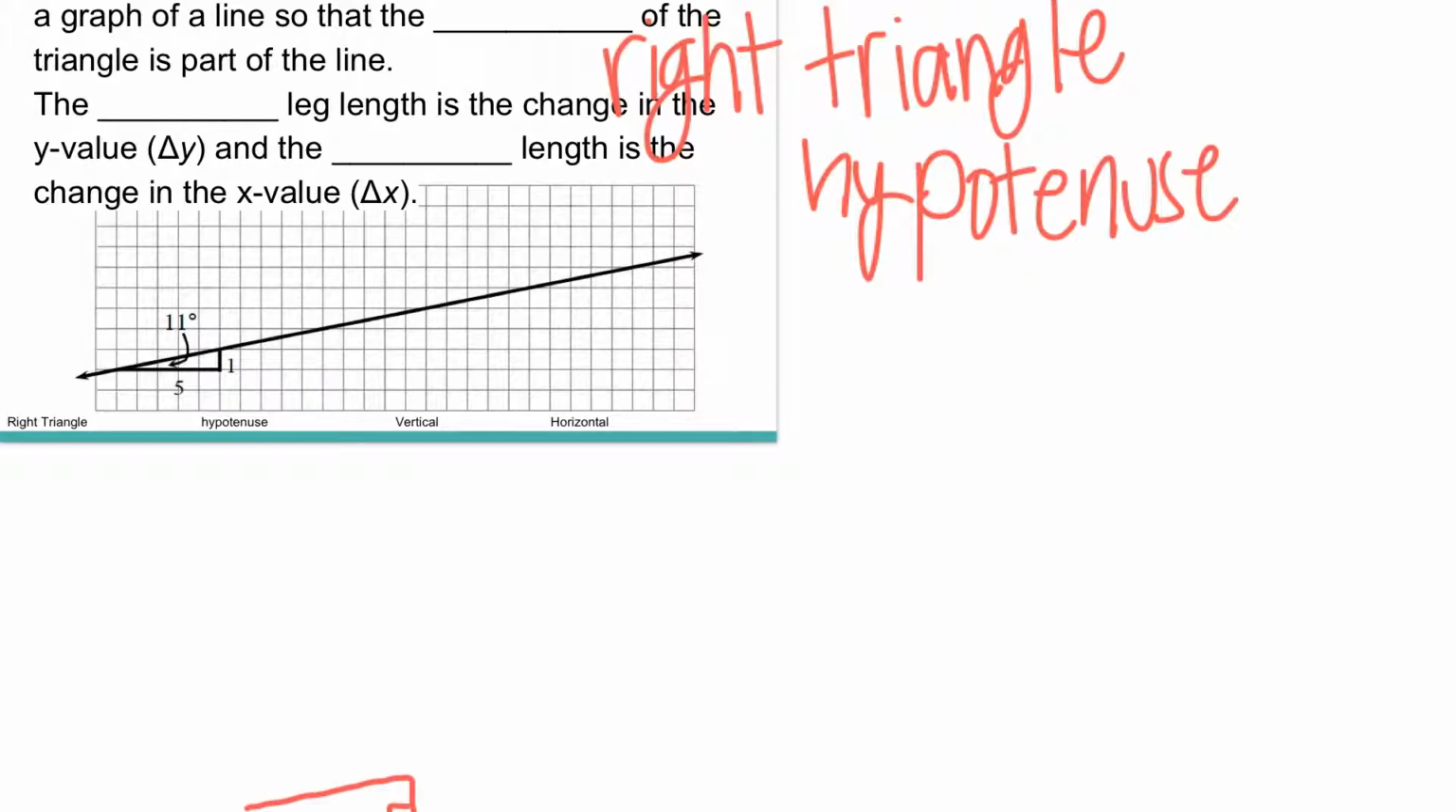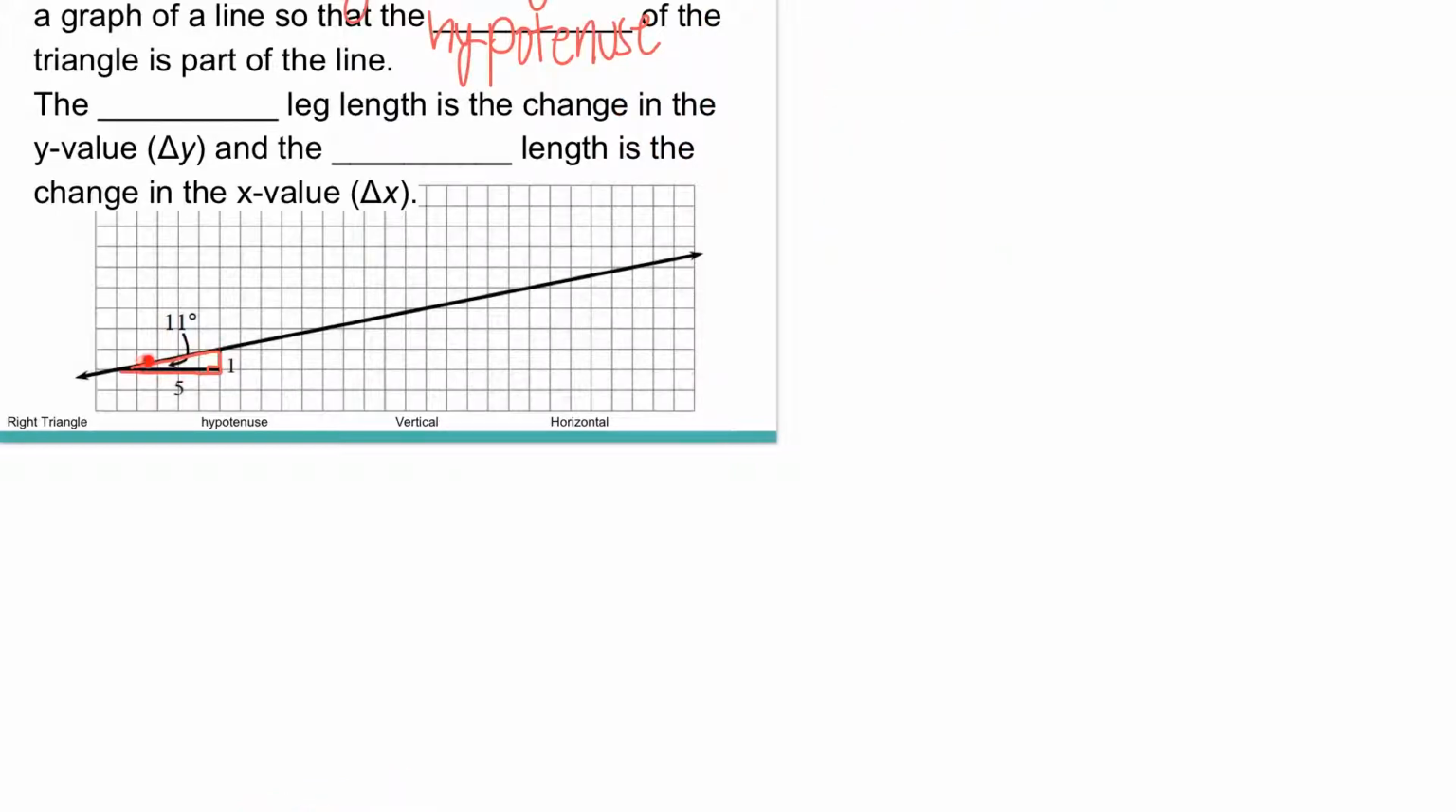This is a 90-degree angle. So the hypotenuse in this case is this side right here. And like we said, this is a line. The hypotenuse is on that line. And to continue, the vertical leg, so the one that goes up and down, is a change in the y value. In this case, the change in y equals 1.